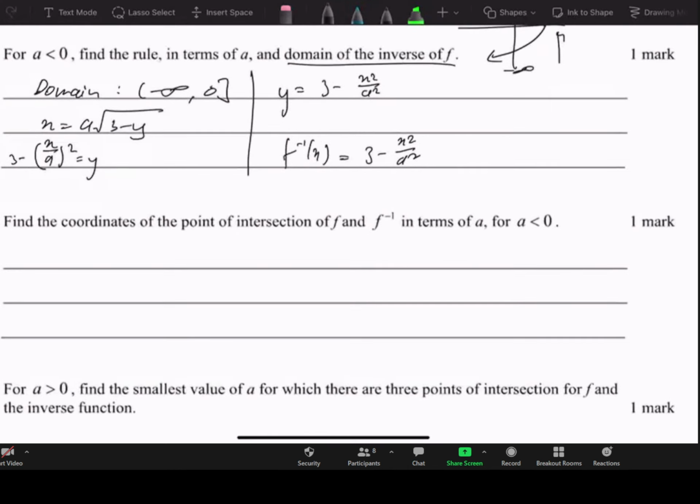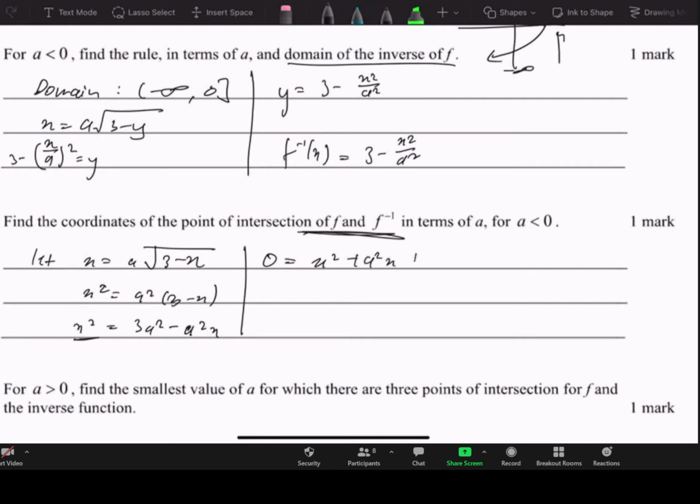So find the coordinates of the point of intersection between f and f inverse x. To do that, we never actually equate the two things. We always equate one of them to x. I chose to use the square root function, so I said let x equal a square root of 3 minus x squared. So x squared equals a squared times 3 minus x squared, which equals 3a squared minus a squared x squared. As soon as you see that the maximum order is 2, you can automatically try and use the quadratic formula.